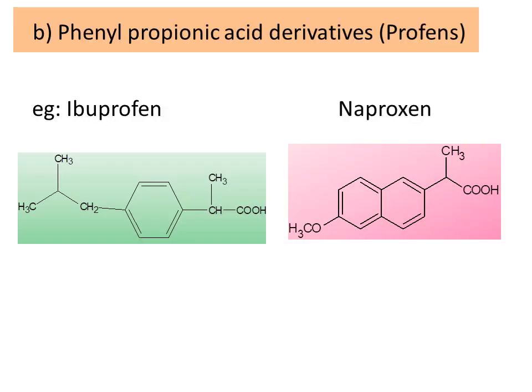The last and final one is phenyl propionic acid derivatives, also named as profens. The first drug is ibuprofen. This is the structure of ibuprofen: a phenyl ring with propionic acid, 1, 2, 3 carbon atoms with an acidic group. Ibuprofen has an isobutyl group. This is the isobutyl phenyl propionic acid, which is ibuprofen. The next one is naproxen. It consists of naphthalene, with propionic acid and a methoxy substituted, which is naproxen. Both come in the category of phenyl propionic acid derivatives.